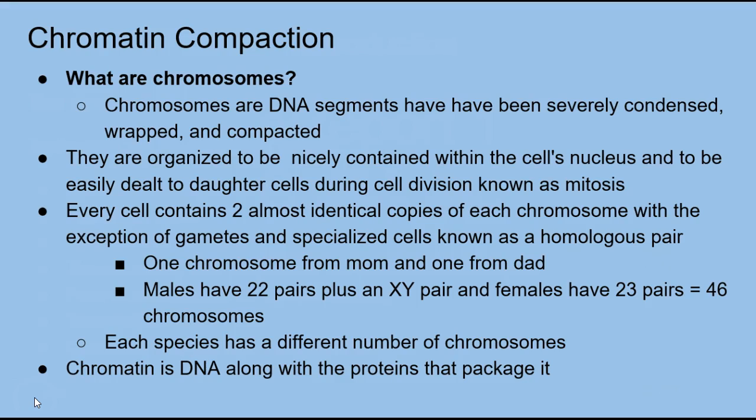Each cell contains two almost identical copies of each chromosome, with the exception of gametes and specialized cells, known as a homologous pair. One chromosome comes from the mother and one comes from the father in the case of humans. Males have 22 pairs and an XY pair, and females have 23 pairs of chromosomes, which means humans have in total 46 chromosomes. Each species has a different number of chromosomes, but that doesn't affect the organism in any way.